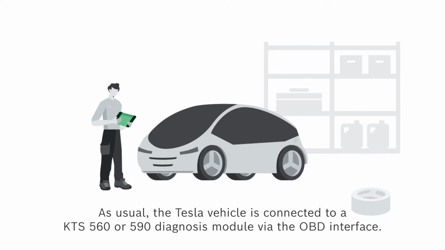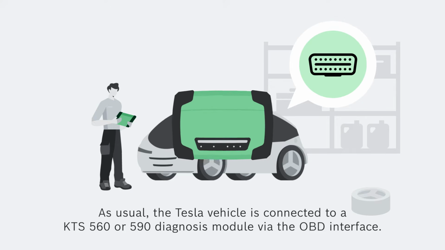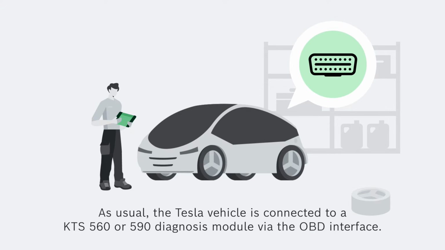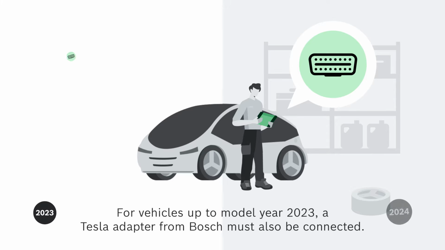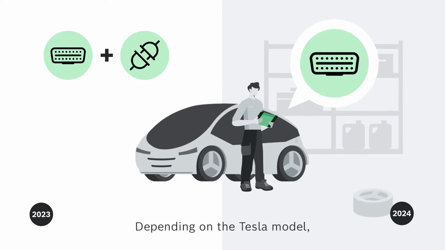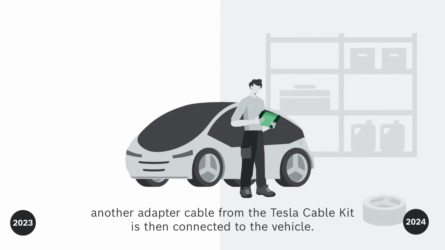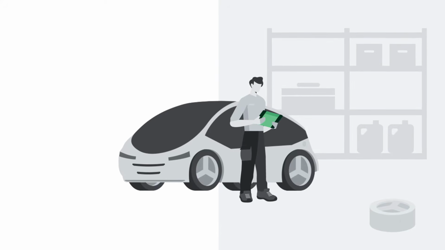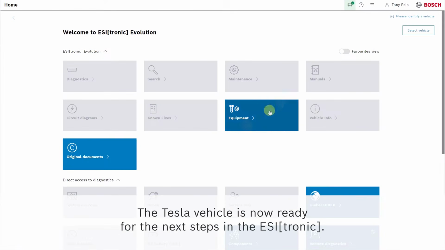As usual, the Tesla vehicle is connected to a KTS 560 or 590 diagnosis module via the OBD interface. For vehicles up to model year 2023, a Tesla adapter from Bosch must also be connected. Depending on the Tesla model, another adapter cable from the Tesla cable kit is then connected to the vehicle. The Tesla vehicle is now ready for the next steps in the tronic.